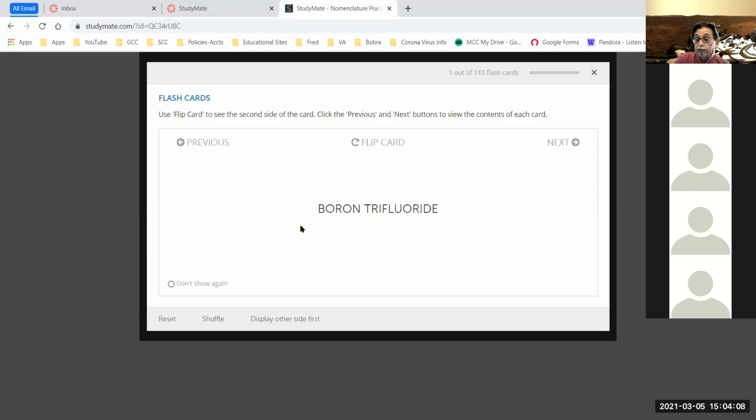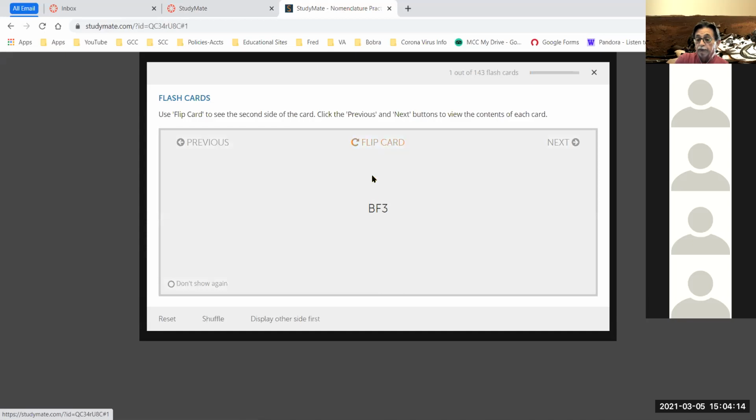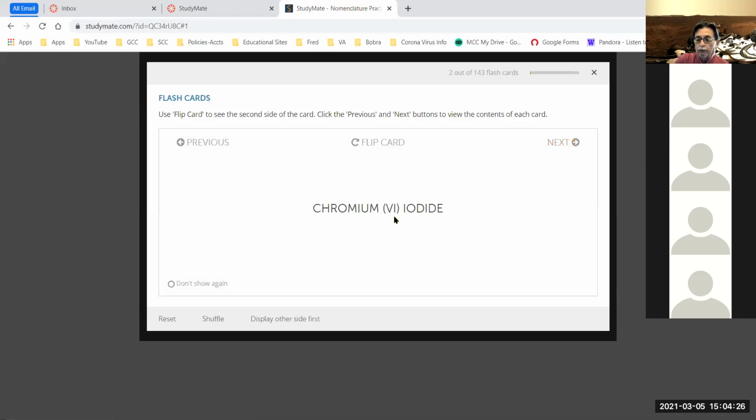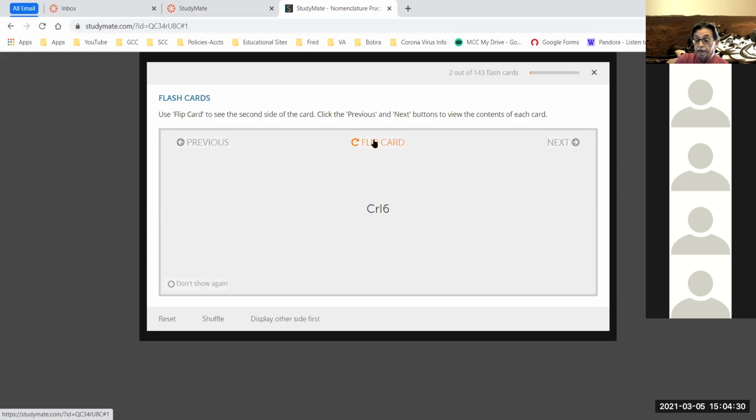So for example, you got boron trifluoride. That is the name. It wants you to figure out the formula. You flip it over. There you go. It's BF, after you remember that this doesn't support subscript, so that's a subscript 3. And then you go on to the next one. There's chromium 6 iodine. Flip it over. There you go. So that kind of helps you.